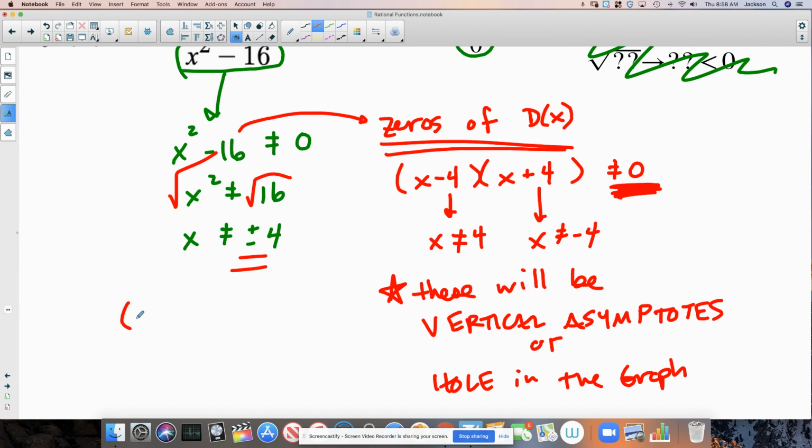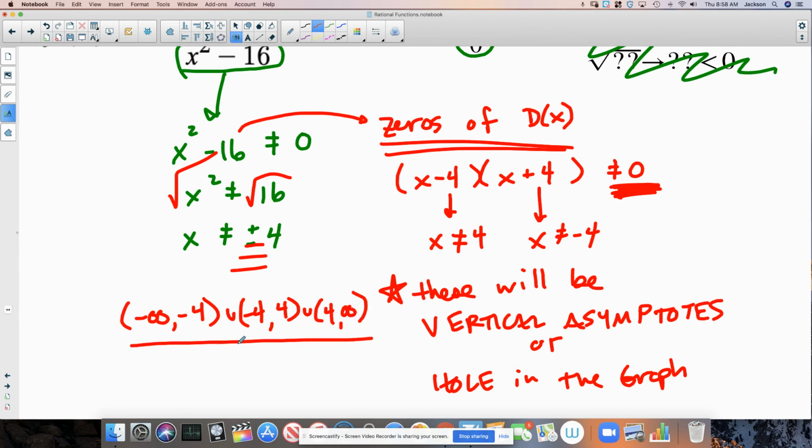So we're going to say here the domain is from negative infinity all the way up to negative 4, because that's the first exclusion. And then starting again at negative 4 and going to the next exclusion, which is 4, and then not including 4 and going towards positive infinity. So this would be our domain in interval notation.